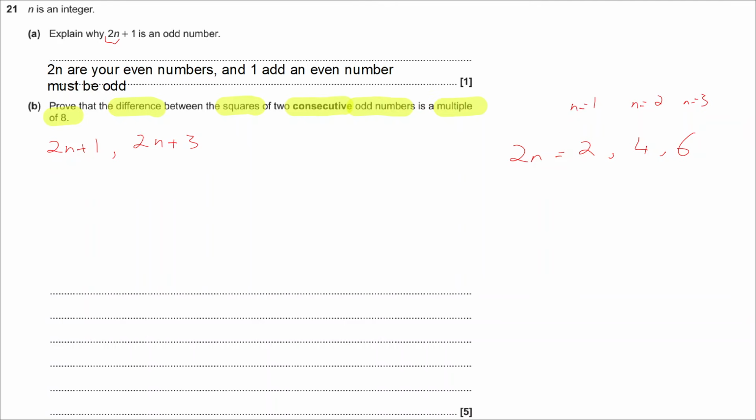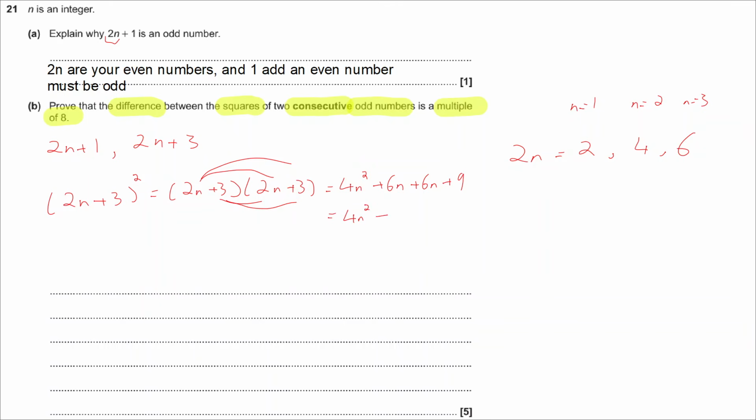So if you take 2n plus 3 and we square it, that's going to be equal to 2n plus 3 times by 2n plus 3. So it's expanding a pair of brackets. There we go. So it's going to give you 4n squared, 2n by 3 is going to give you plus 6n, 3 by 2n, another plus 6n, and then 3 by 3 gives you plus 9. And of course that simplifies down to give you 4n squared plus 12n and then plus 9.